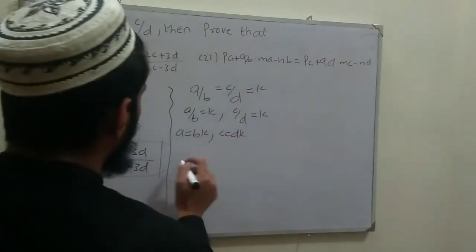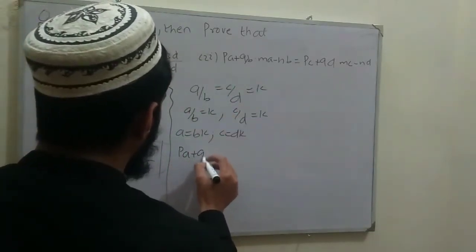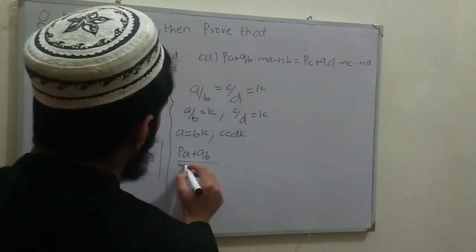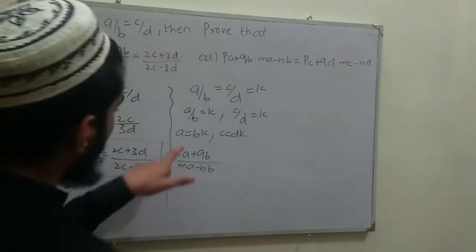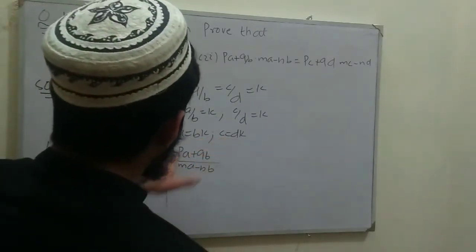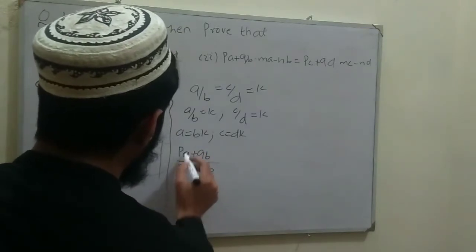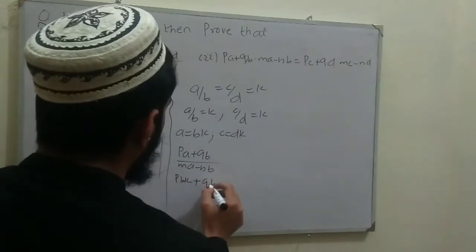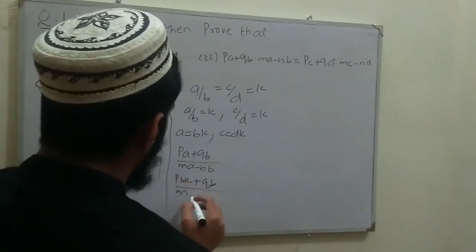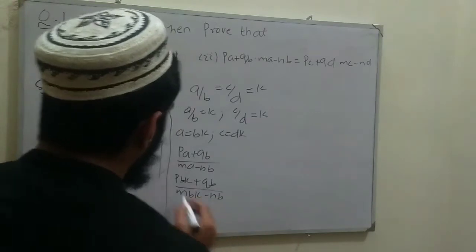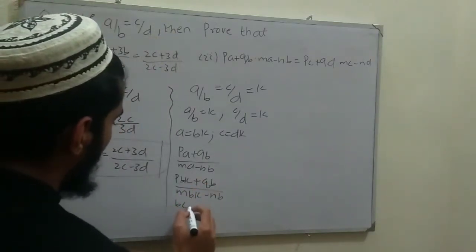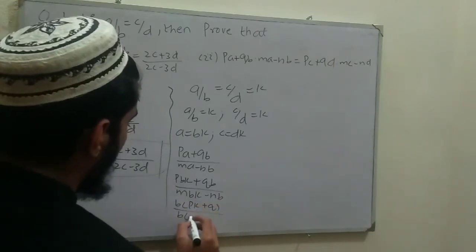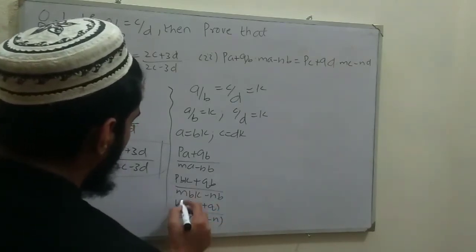Now taking PA plus QB, ratio can be written in the form of division, so divided by MA minus NB. Put the value of A is equal to BK and C is equal to DK here. So P times A is BK, so PBK plus QB divided by M times A is BK minus NB. Taking B common in numerator, inside we are left with PK plus Q. In denominator, taking B common, inside we are left with MK minus N. B is cancelled out with B.